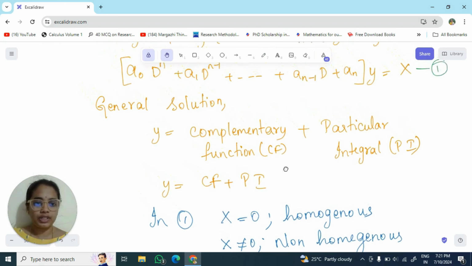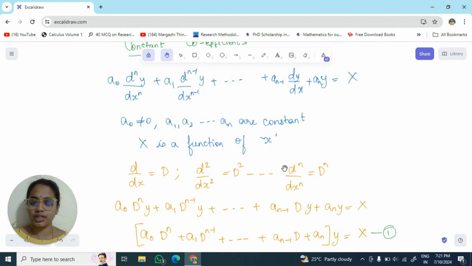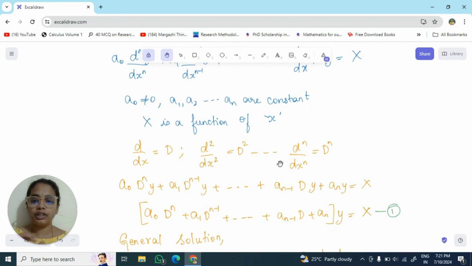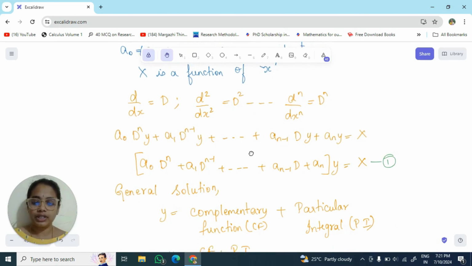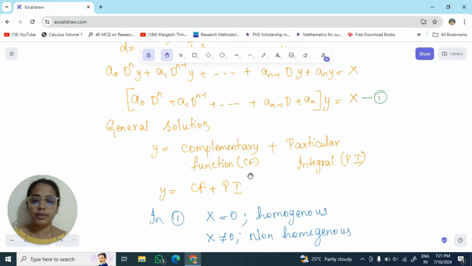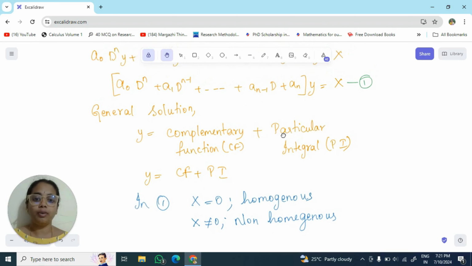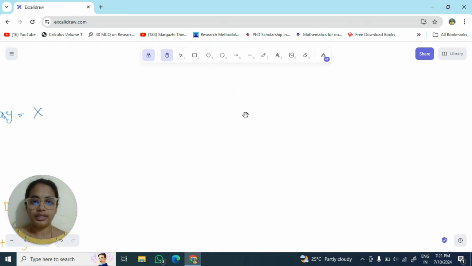So what did we study till now? We just wrote the general form of linear differential equation with constant coefficients, and one small substitution over here, that is d by dx is equal to capital D. We saw that the general solution of these type of equations would always be the sum of complementary function and particular integral. Now let us see how to find these complementary function and particular integral step by step.